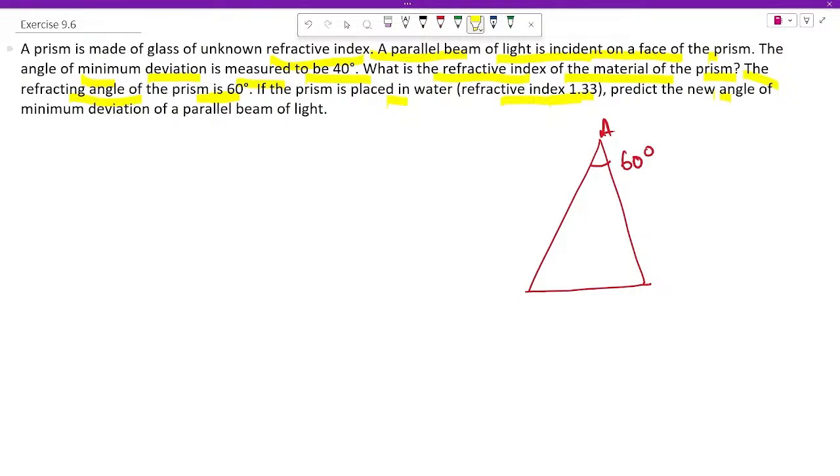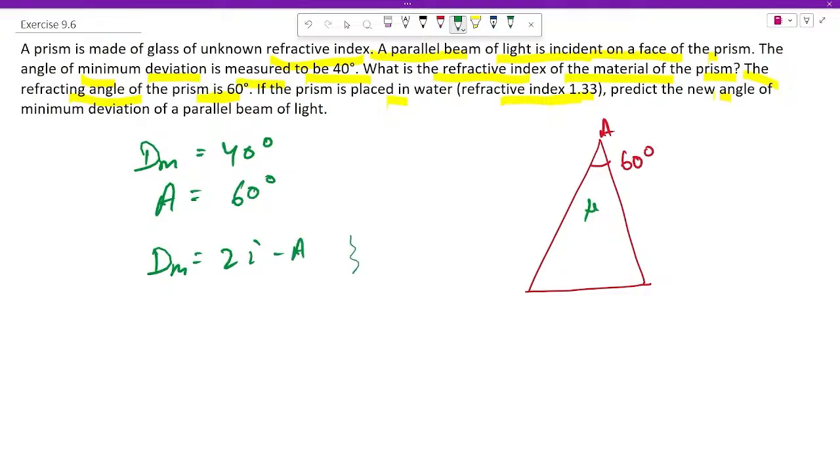So here we have been given the value of minimum deviation. Let us symbolize it with dm. It is 40 degrees. We have to find the refractive index of this prism, and we have also been given the refracting angle of the prism, that is the vertex angle, as 60 degrees. So we can symbolize it with A as 60 degrees. Now by the definition of the minimum deviation, dm is equal to 2 times I minus A. I is the angle of incidence and it is equal to the angle of emergence for the minimum deviation.